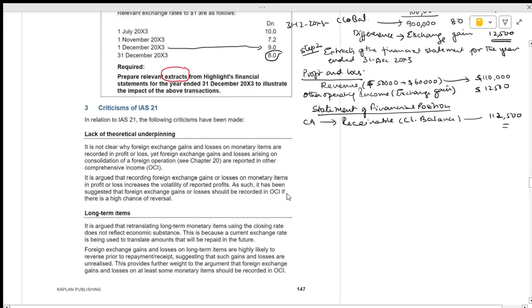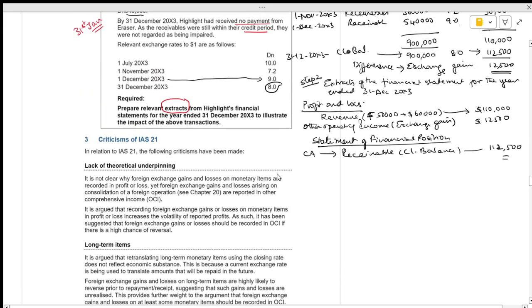Now coming back to this. In every case you will have criticisms. You can say criticisms; in my view, we can say limitations also. What they say is a lack of theoretical underpinning. See, forex is very, very high risk. This area is very high risk, and everyone will have their own assumptions.